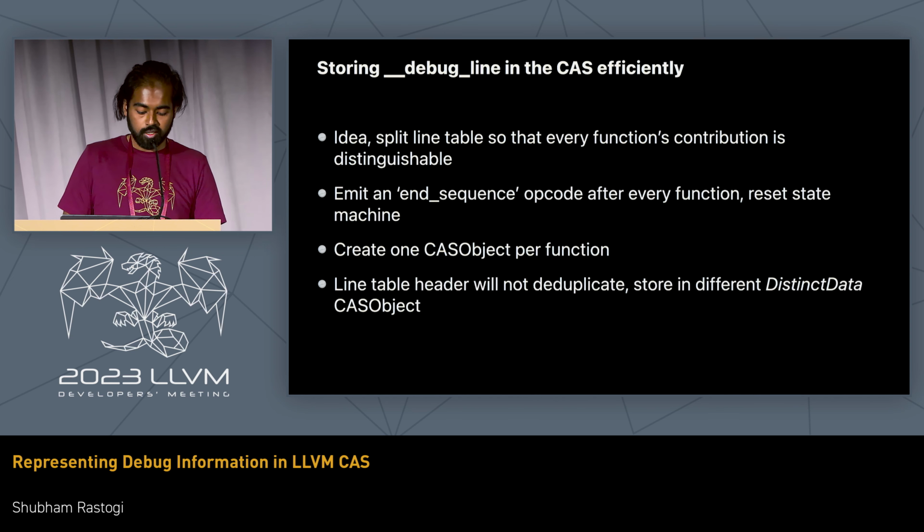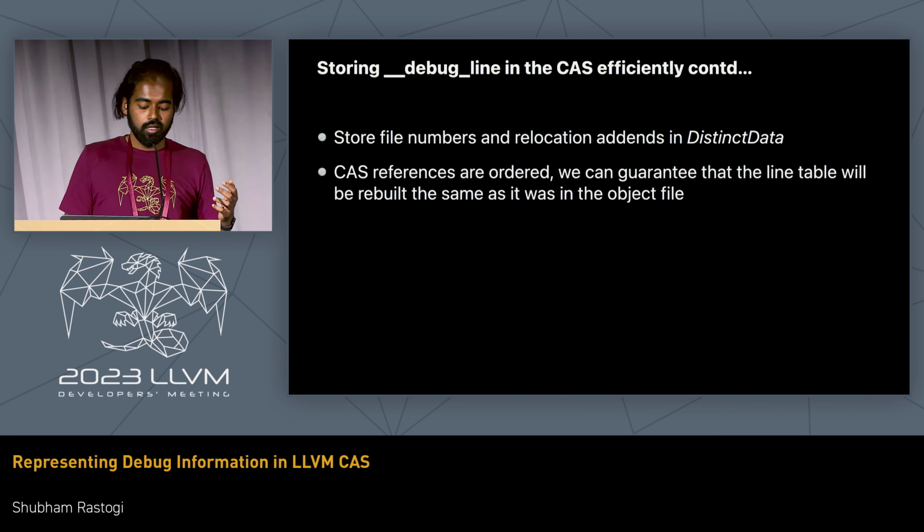So that's perfectly fine. We can then create one CAS object per function because we have a marker signifying the end of a function's contribution to the line table and the start of the next function's contribution, right? We know the line table header will not deduplicate, so we can store that in a different CAS object that we don't expect to deduplicate, that I'm calling distinct data. We also need to store the file numbers and relocation addends in the distinct data CAS object block because we know that they won't deduplicate as well.